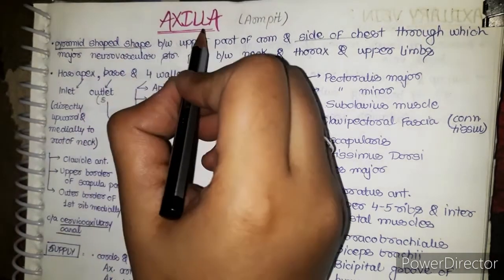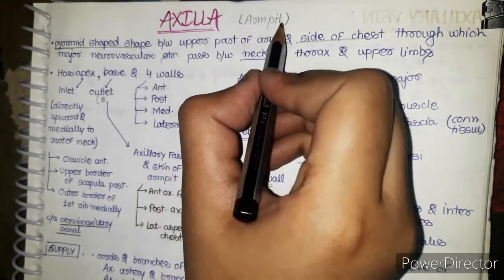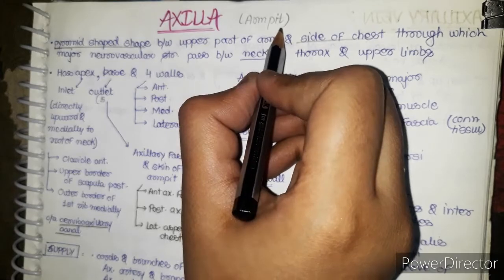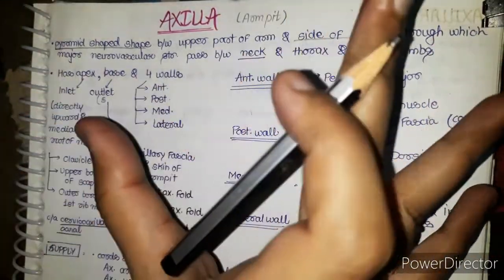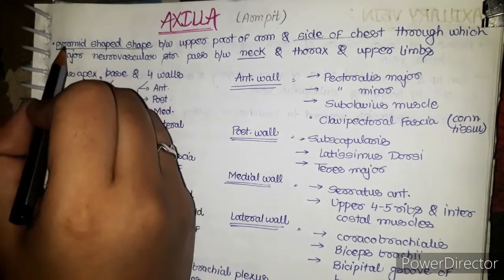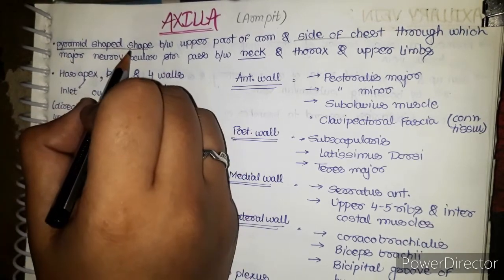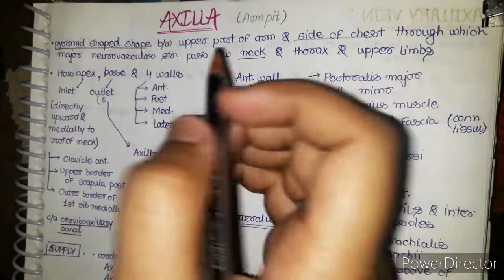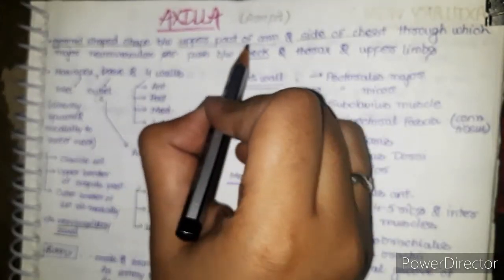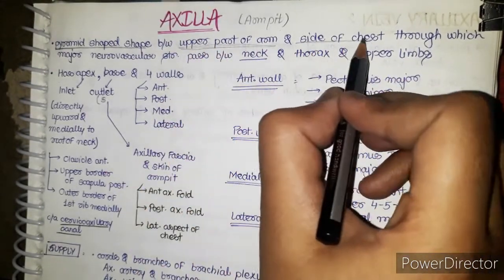So, axilla is also known as the armpit. In your body, you can easily remember the armpit area, on which you have your axillary hairs. We have to study the structures and the vessels which pass through the axilla. It is a pyramidal shaped structure. If someone asks you what's the position of the axilla, you have to say it is present between the upper part of the arm and the side of the chest.